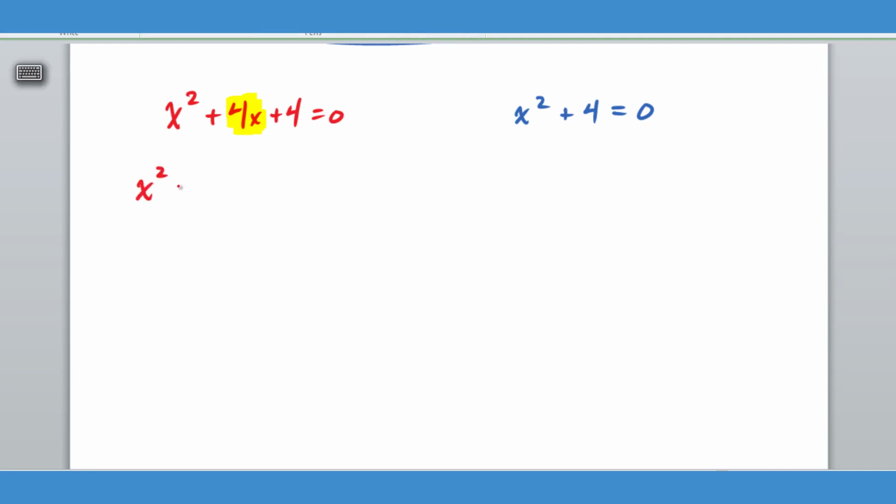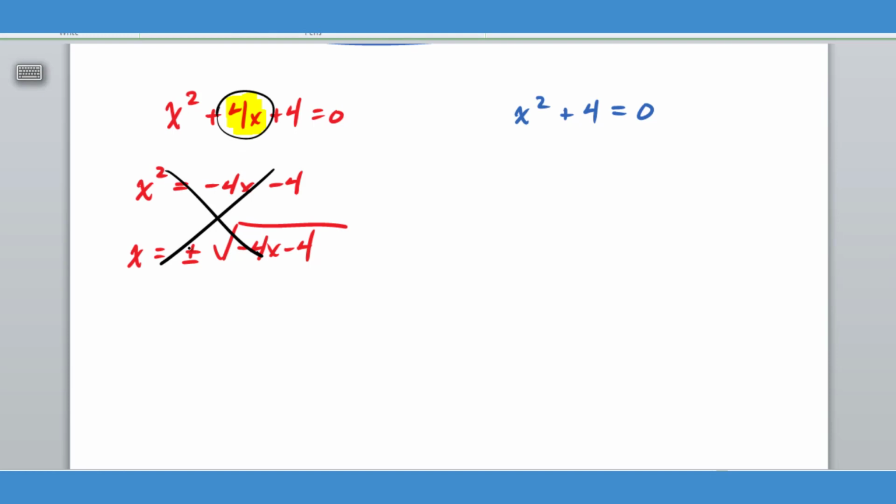If I were to take this and subtract the 4x and the 4 from both sides, and then eventually take the square root of both sides, I would end up with an x variable in the radical. And because of this, we're simply not going to be able to solve for the x unless we undid that radical, which would basically bring us back to where we started. So you can see that this method of having a bx value is not going to allow us to use square roots.